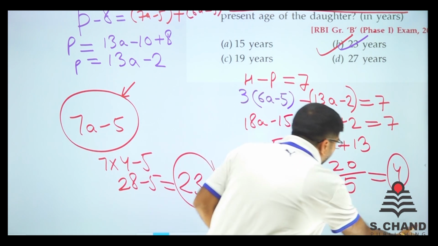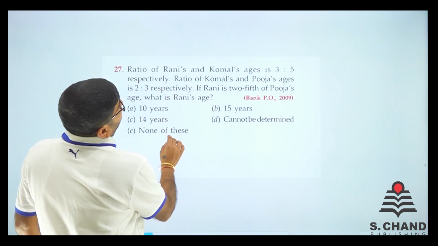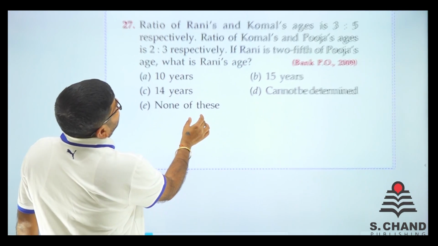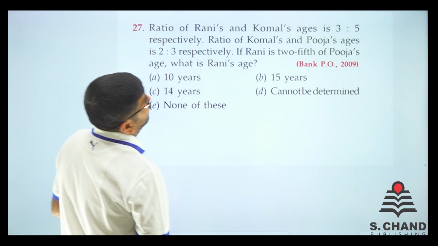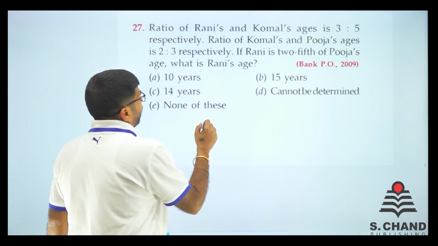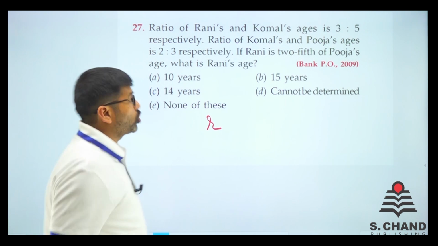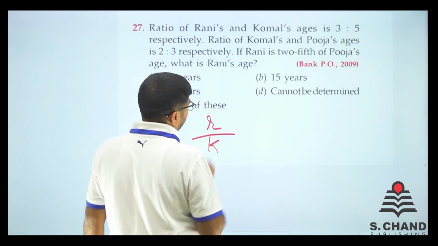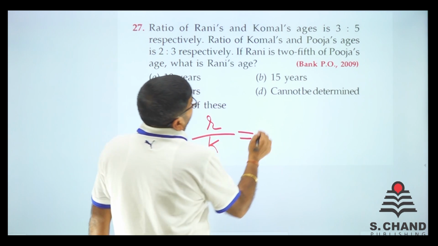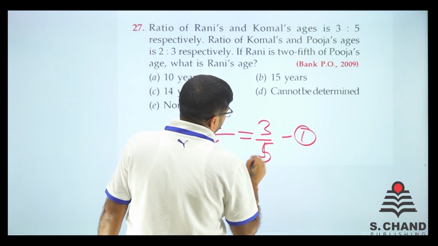चलिए आगे बढ़ते हैं. For the next question, बैंक पीओ में आ चुका है 2009 में. Question number 27 is there. Ratio of Rani and Komal's ages is 3:5. Say for example, Rani's age is R years, and Komal's age is K years. So R upon K becomes 3 upon 5. That is my first equation, right?